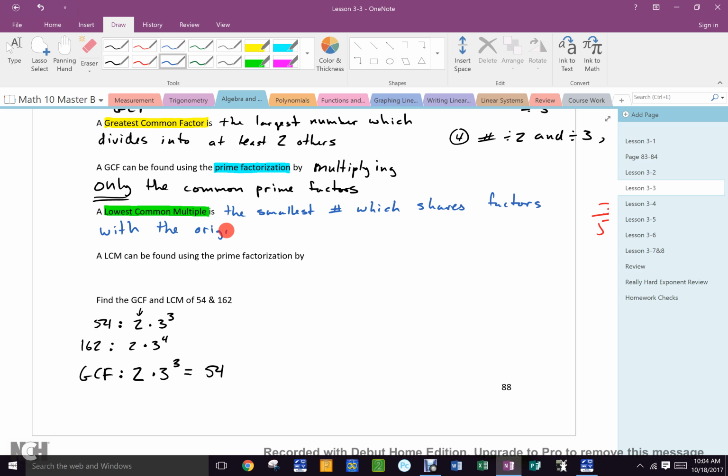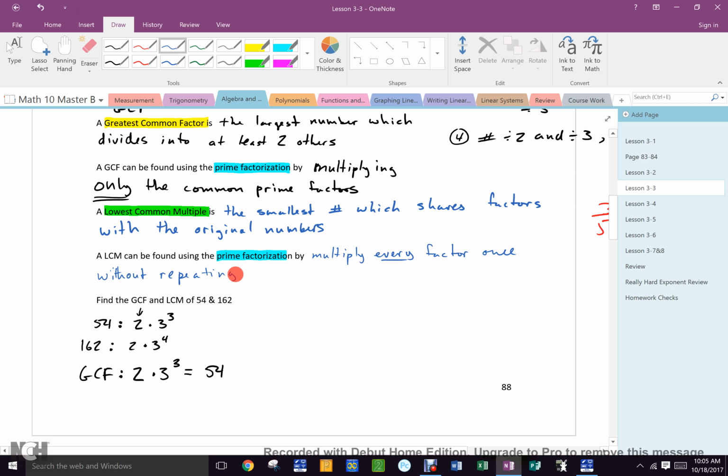It'll show up in a minute. Okay. And again, we're going to use prime factorization. Now this one is tricky. GCF's easy. Everybody understands GCF. But LCM causes problems. In LCMs, we multiply every factor once without repeating.